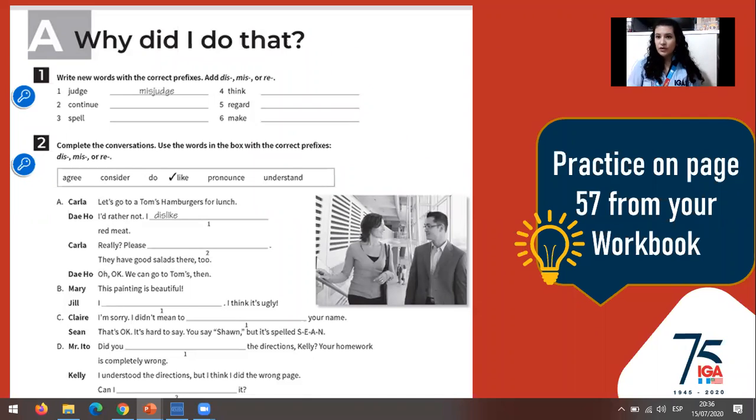Also, to practice more, you can go to page number 57 of your workbook, and there you have more examples that can help you to write your mini paragraph of 7 lines.